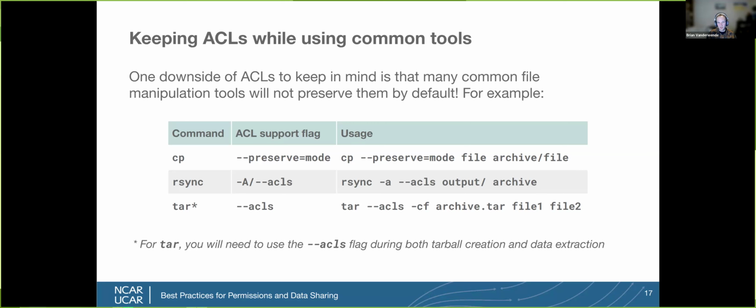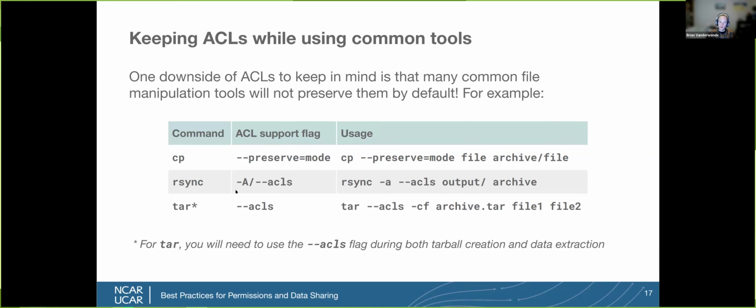So one downside of using ACLs in general is that some of the common file manipulation tools will not preserve them by default. For example, if you run cp, by default, that copied file will not have the ACLs that were on the original file, unless you specify the --preserve=mode option, and then that's going to preserve those ACLs, and they'll propagate to the new file. It'll have the same access control list.